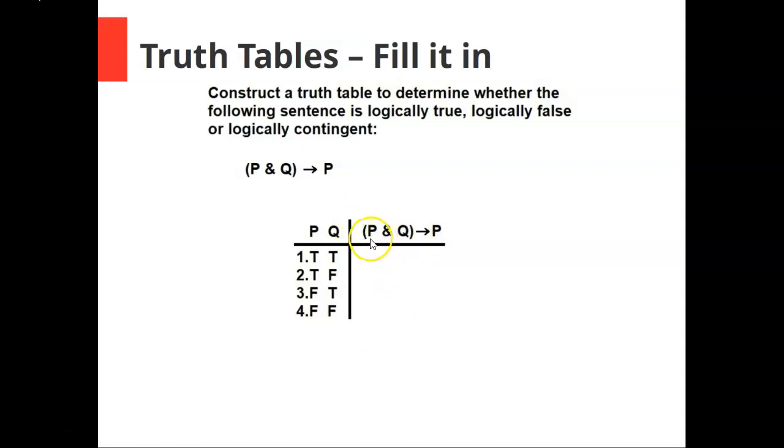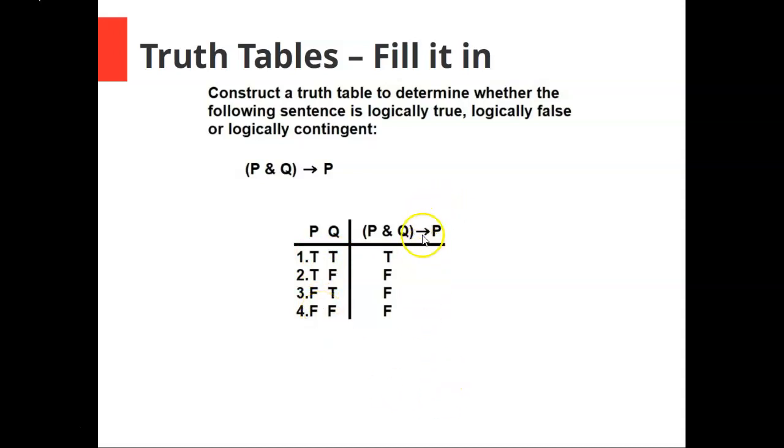So it's a conjunction of P and Q. We look over here and we follow that rule. A conjunction is only true when both conjuncts are true, like on line 1. So our sequence is T, F, F, F, because again, on line 1, both conjuncts are true, but on lines 2, 3, and 4, at least one conjunct is false.